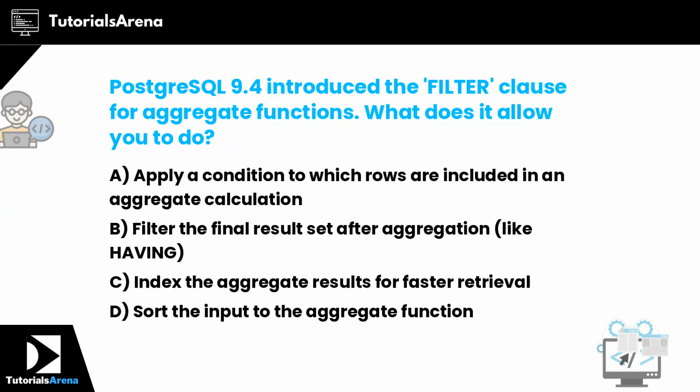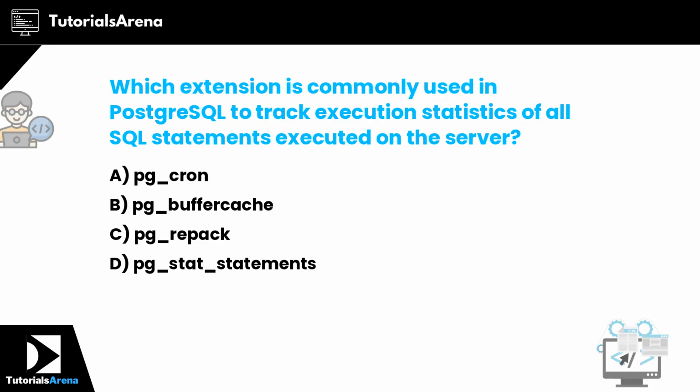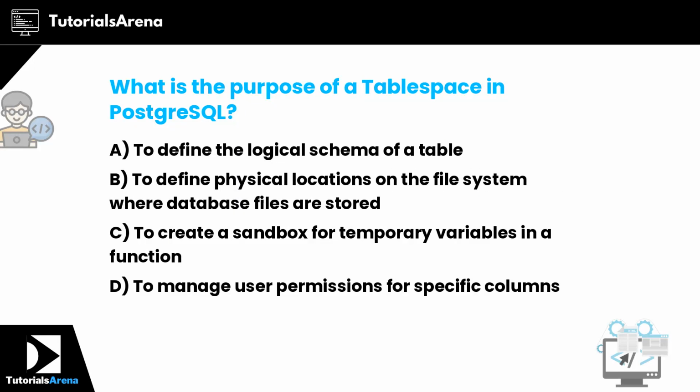PostgreSQL 9.4 introduced the filter clause for aggregate functions. What does it allow you to do? The correct answer is option A, apply a condition to which rows are included in an aggregate calculation. Which extension is commonly used in PostgreSQL to track execution statistics of all SQL statements executed on the server? The correct answer is option D, pg_stat_statements.